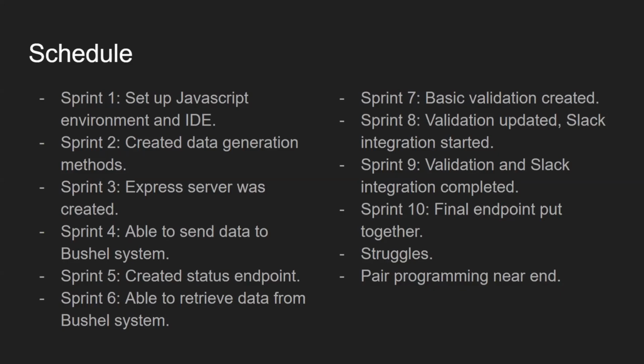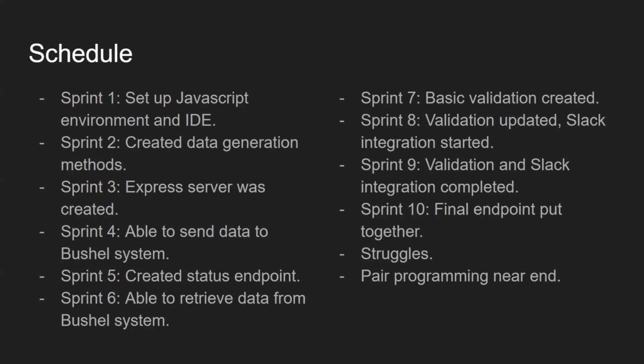So we hooked up our data generation methods to this, and it allows the users of this Express API to make a call and specify an amount of tickets they want to be generated randomly. And in our fourth sprint, we connected our program to the Bushel API, which connected us to their app and allowed us to send data through the pipeline.